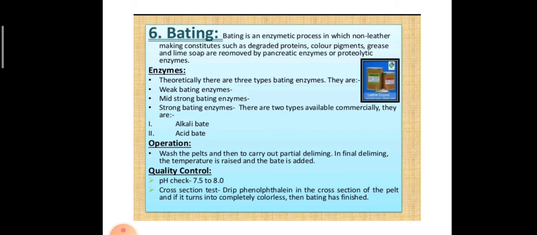Quality control, pH is around 7.5 to 8. How can we check? By means of pH meter or pH paper. Cross section test: drip phenolphthalein on the cross section of the pelt, and if it remains completely colorless, then bating has finished, by means of the indicator. If it is colorless, the bating process is completely finished. So this is the bating process.